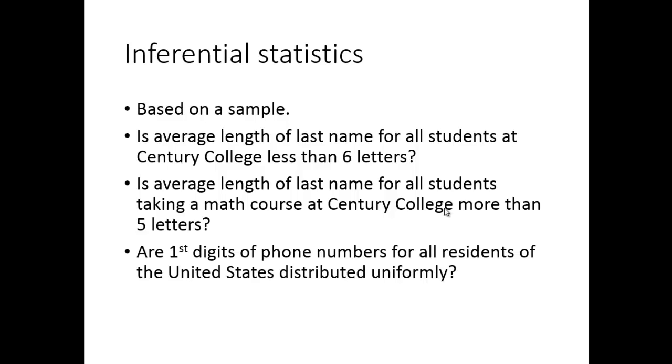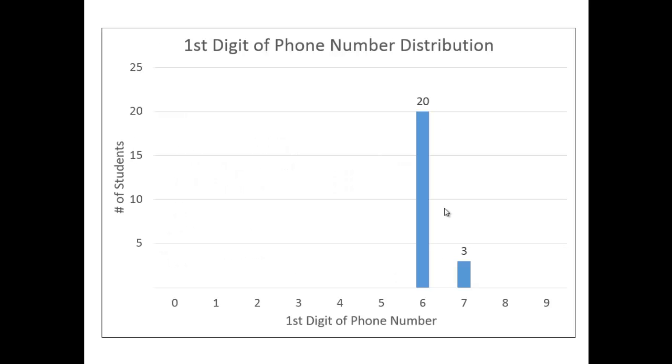Something that definitely seems like a bad sample, or students in our section seem like a bad sample for, but you could make students in our section a sample for the population of all residents or people in the United States. So I can ask a question: are first digits of phone numbers for all residents of the United States distributed uniformly? So I'm just going to go back to our chart here.